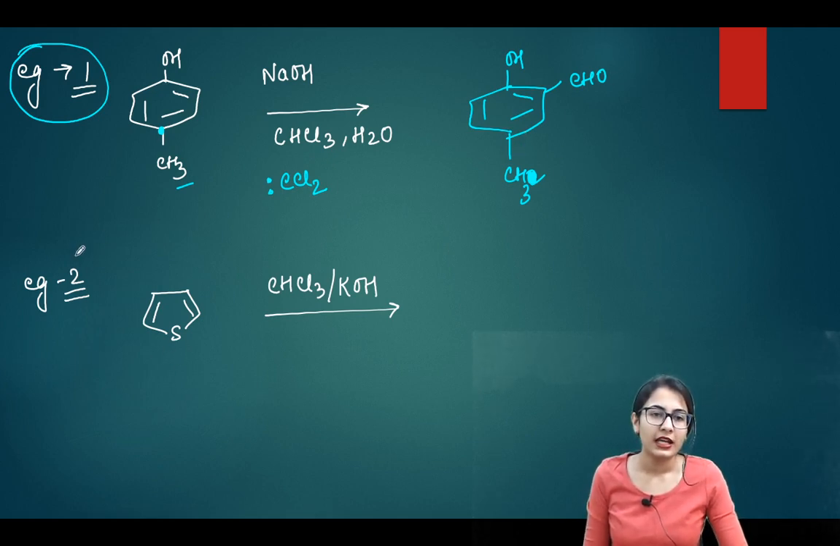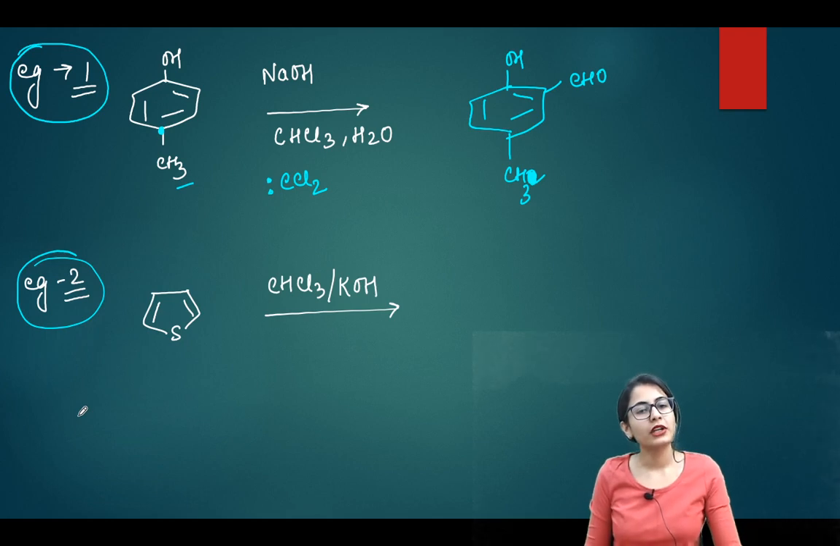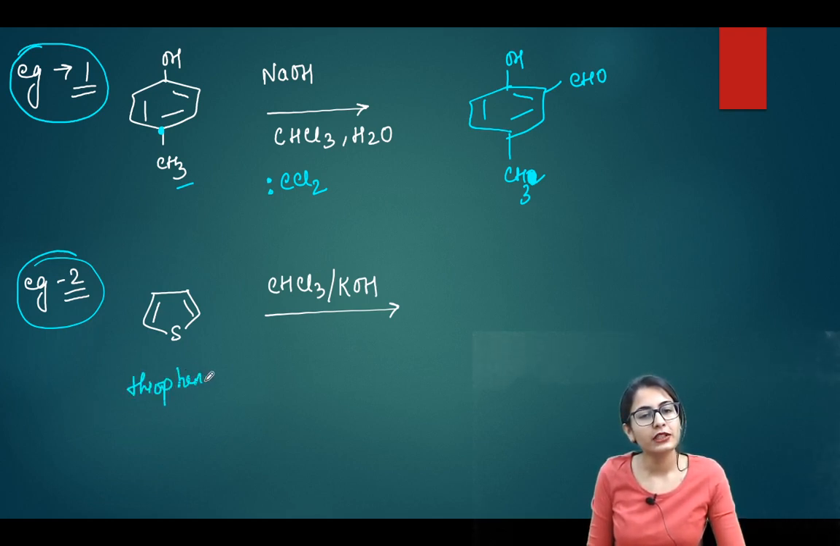Once again, in example 2, what do you see? We see thiophene. How is the thiophene going to react with CHCl3 and KOH? Basically, it is again going to generate the same carbene. But stop right here. Can we have some other carbene? Are we bored of this carbene?